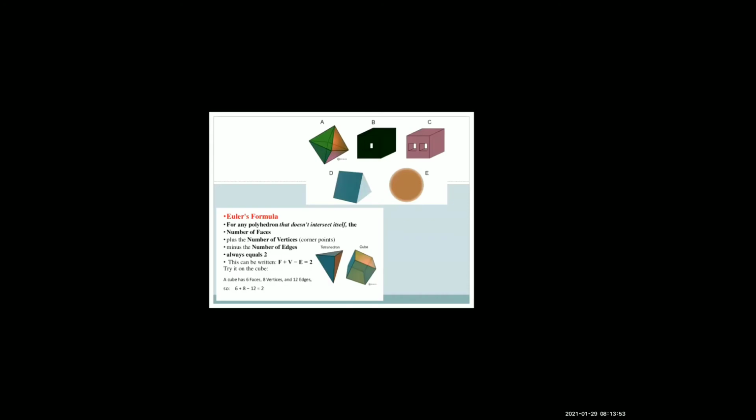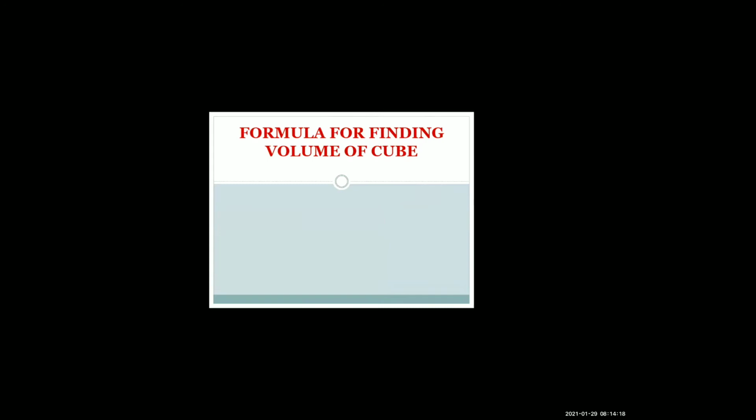Now these are the various polyhedrons which you can, or the shapes which you can say. Now Euler's formula for any polyhedron that does not intersect itself, the number of faces plus the number of vertices minus the number of edges is always equals to 2. That is F plus V minus E is equals to 2. Cube, if you take an example, 6 plus 8 minus 12 is equals to 2. So that's the constant equation. You can say F plus V minus E equals to 2, or F plus V is equals to E plus 2. Now we will just go through the statement problems of volume, because you need to solve again and again.